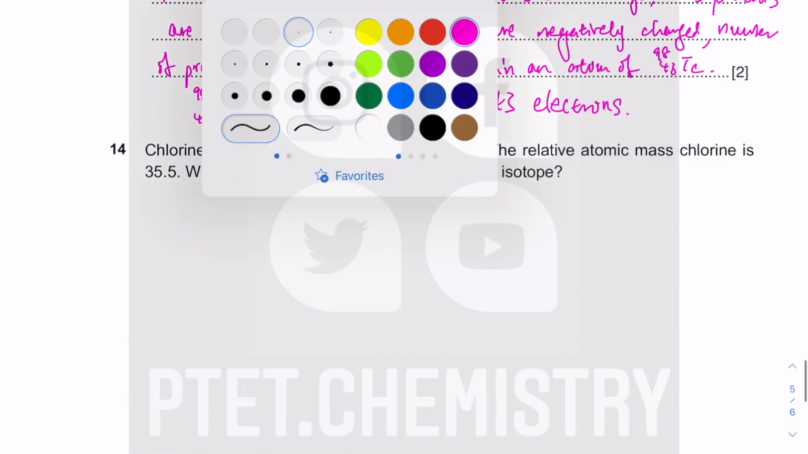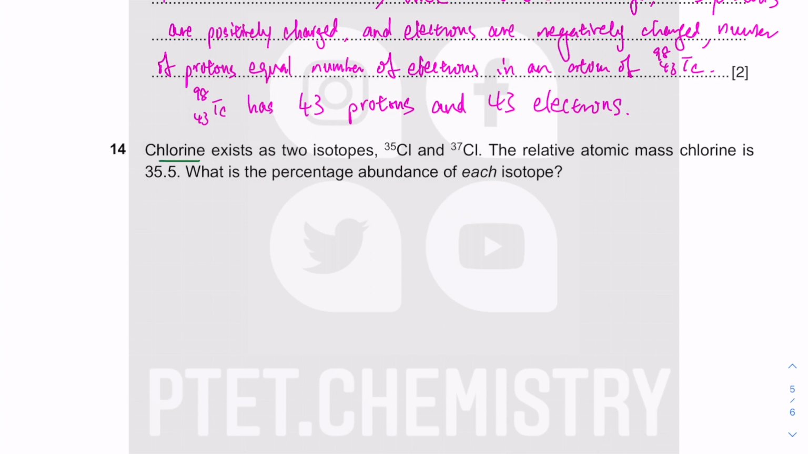Question 14. So this is about chlorine, which exists as 2 isotopes. So chlorine has 2 isotopes, just like bromine just now was bromine 79 and bromine 81. Those are your case study. If you see in the periodic table, the relative atomic mass of chlorine is 35.5.